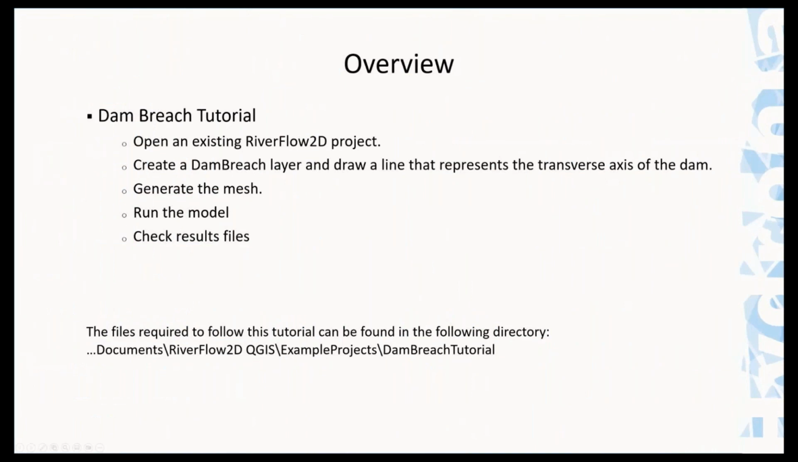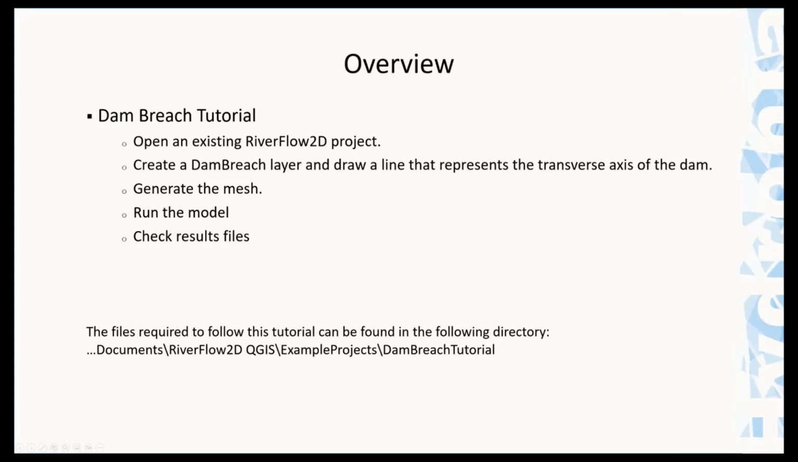The procedure to model the dam break involves the following steps: open an existing RiverFlow2D project, create a dam breach layer and draw a line that represents the transverse axis of the dam, generate the mesh, run the model, and then check the results files. You can find the tutorial files on your computer in the directory shown.